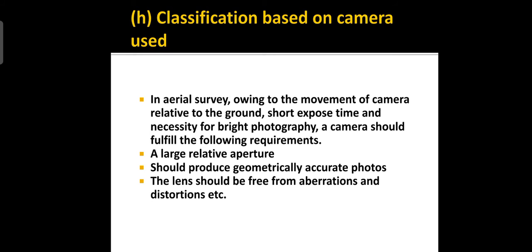Based on the camera used, we have different types of classifications. In aerial survey, what is important about the camera is the movement of the camera relative to the ground, short exposure time, and the necessity for bright photography. The camera should fulfill the following requirements: a large relative aperture, it should produce geometrically accurate photos, and the lens should be free from aberrations and distortions, etc. We have used different types of cameras since the invention of aerial photography, and camera technology is advancing very much nowadays.